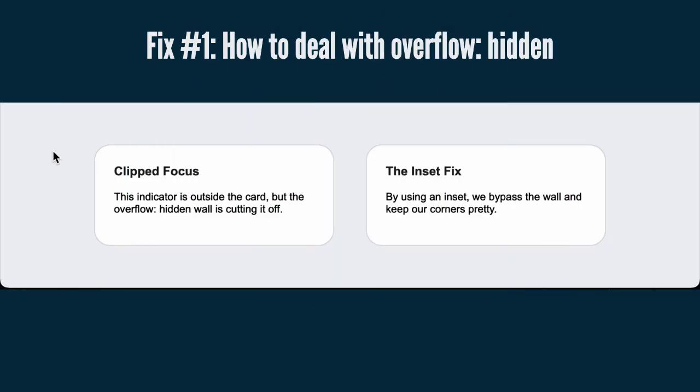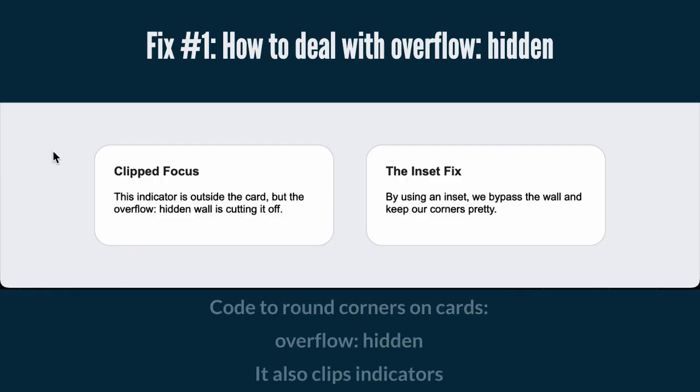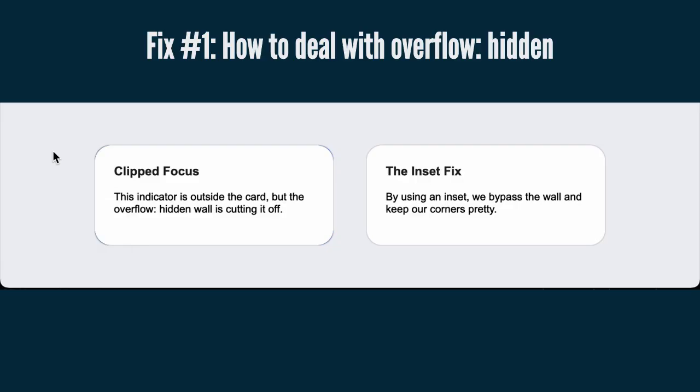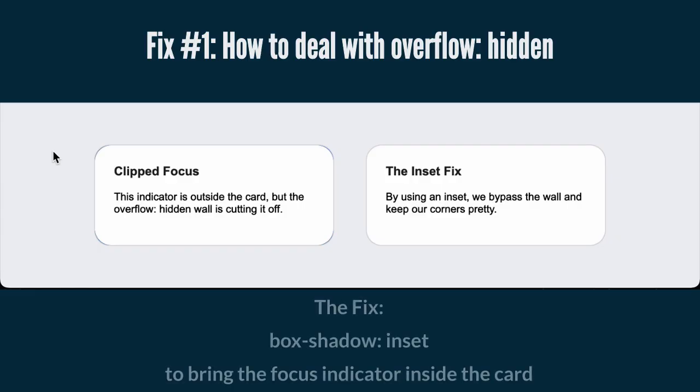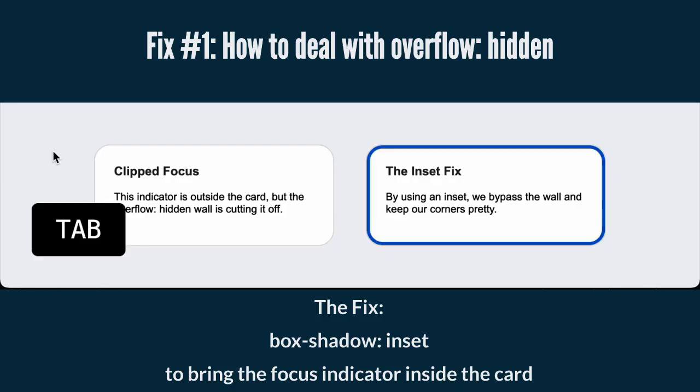The first trick I want to show you is how to handle components that have overflow hidden, like these cards with rounded corners. If I put a normal focus indicator on this card, the overflow hidden code clips it and it disappears. You can barely see the indicator in the example around the corners. One way to fix this is by adding box shadow inset into the CSS. That brings the box within the barriers of the overflow hidden. With that simple fix, we can see the indicator around the card.